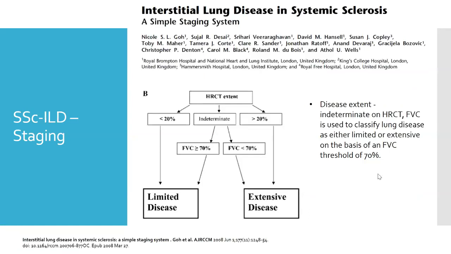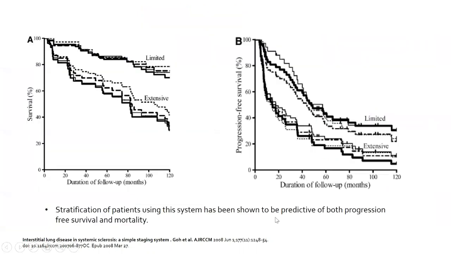This is a landmark article in the scleroderma ILD literature, which divided scleroderma ILD into limited disease and extensive disease. They divided the HRCT disease extent into less than 20% and more than 20%. In patients who had indeterminate disease, they looked at the FVC. If they had FVC above 70%, they were put in the category of limited disease, and FVC less than 70% was put into the extensive disease category.